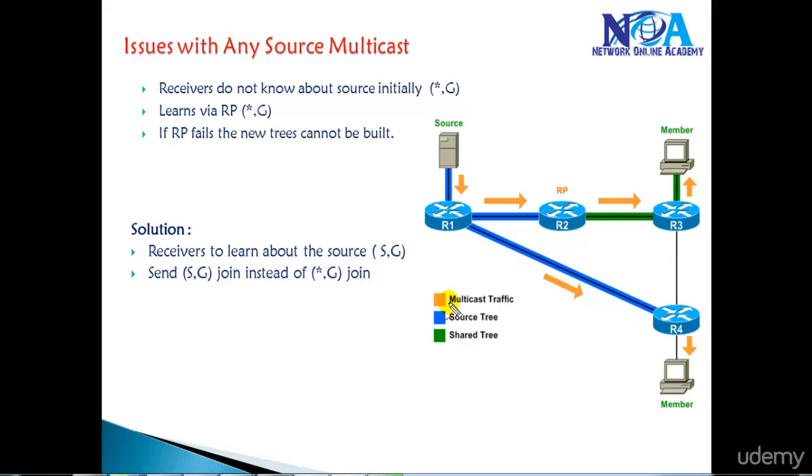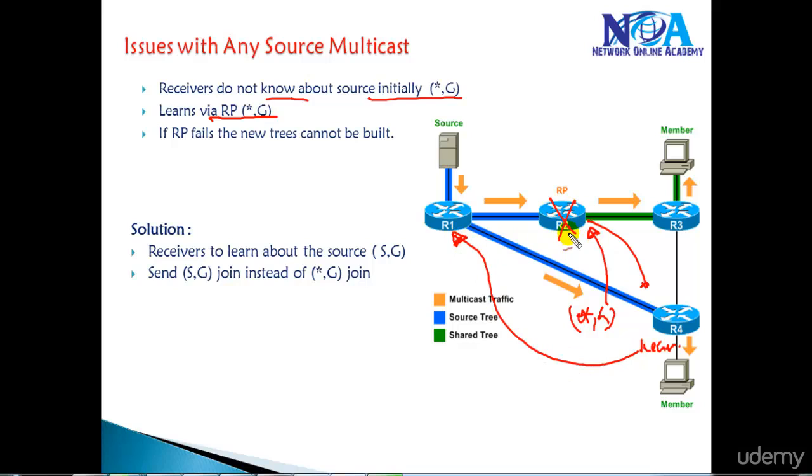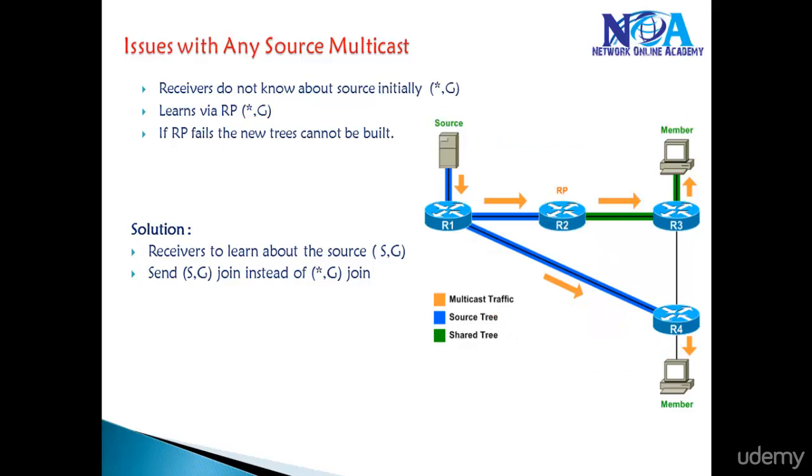But the major drawback with any source multicast is that the receiver does not know about the source initially unless it learns from the RP. The receiver, let's say on router 4, doesn't know who the source is, so it builds *,G entries towards the RP, and the RP provides the information about the source, then it builds the shortest path. If the RP fails, it is a single point of failure, and no new trees are built. If you have a new source sending traffic for a new group, it's not going to build any more trees. So the RP is mandatory if you're using PIM sparse mode.